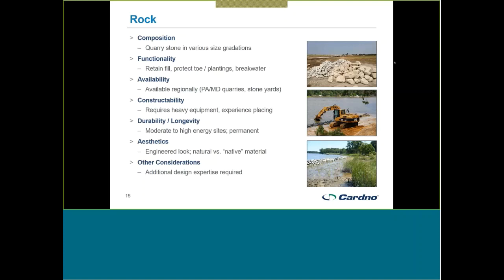It serves a similar function. It holds fill in place, and it attenuates that first strike when a wave impacts a shoreline. It can help absorb that energy, or at the very least help cause that wave to break a little bit further offshore than it would if it were naturally moving up the shoreline.